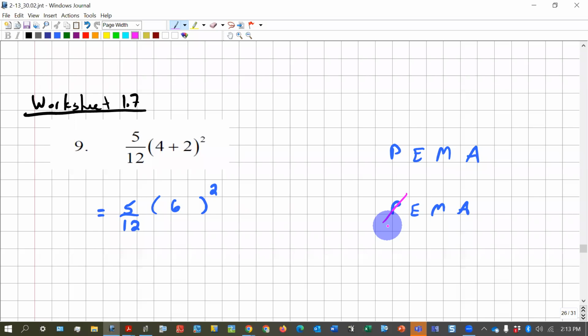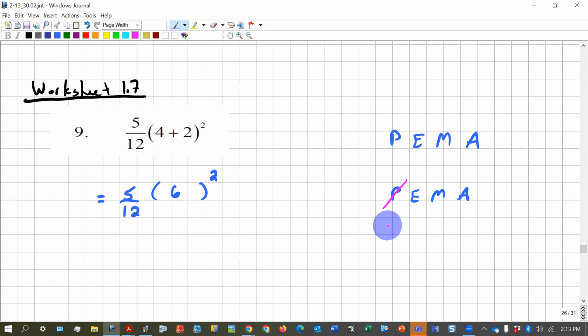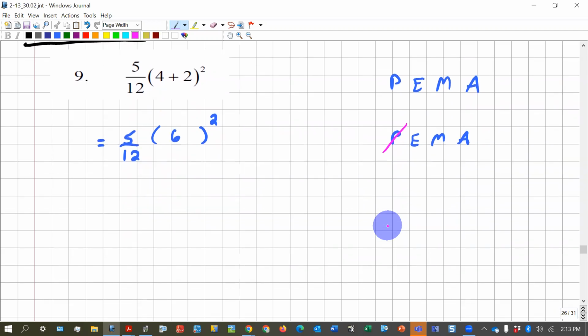Do we have any exponents? Yeah. What number is the exponent that you see? 2. And what is the 2 immediately behind? The parentheses, exactly. And what's inside the parentheses? The 6. So what does the second power of parentheses 6 mean? Right. Which is? Good. So now we have 5/12.